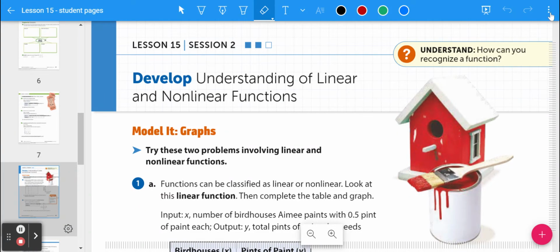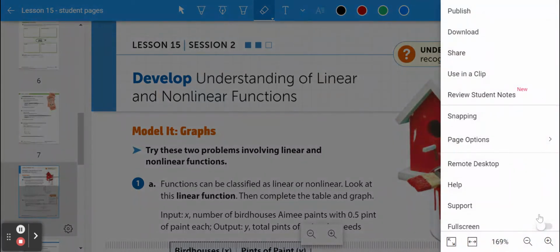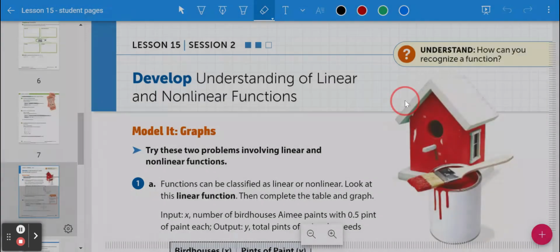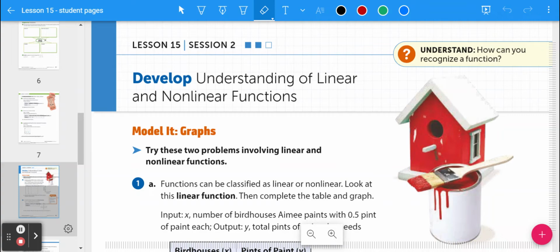Hello! We are in lesson 15, session 2 today, and we're going to continue learning about functions.